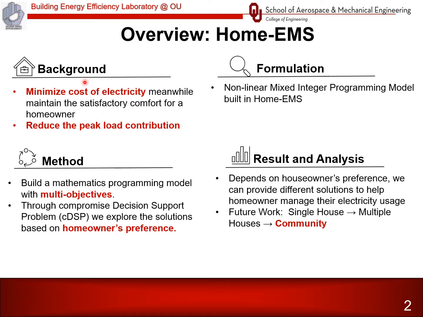The home EMS wants to minimize the cost of electricity while maintaining satisfactory comfort for the homeowner. Also, it's very meaningful to reduce their peak load contribution. To achieve these goals, we have built a nonlinear mixed integer programming model. However, the model has multiple objectives. To address them, we have used the compromise decision support technique. With this CDSP, we can explore solutions based on homeowners' preferences.